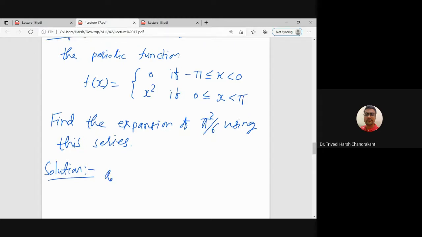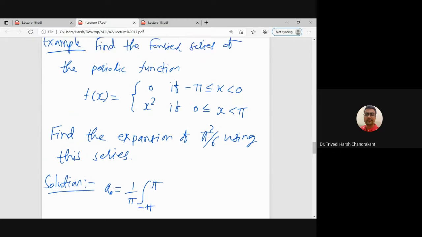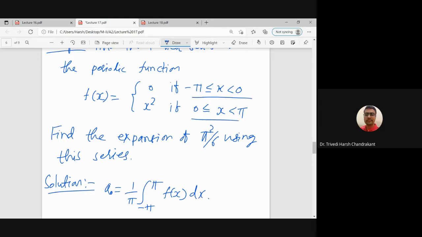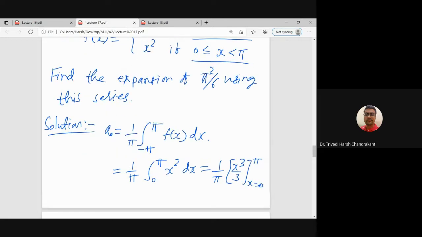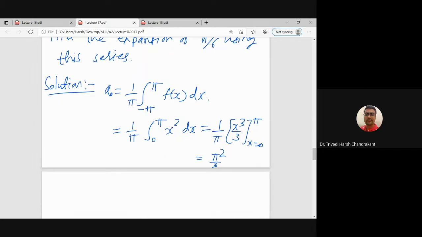So we start with the a0 term. A0 term is 1 upon pi, integral from minus pi to pi. It is not mentioned that this function is 2 pi periodic, but the value is given between minus pi to pi. That means it is a 2 pi periodic function. When we integrate this, the value of the function is 0 on this part, so we integrate over 0 to pi only, and there the value of the function is x square. That will be 1 upon pi times x cubed by 3, limit 0 to pi. So this turns out to be pi square by 3, right? Because pi cancels out. Essentially we get pi square by 3.